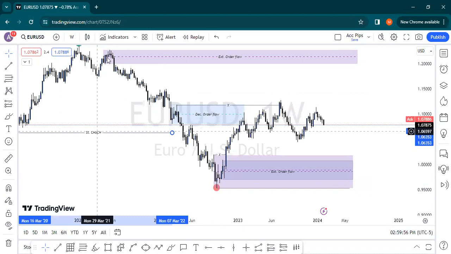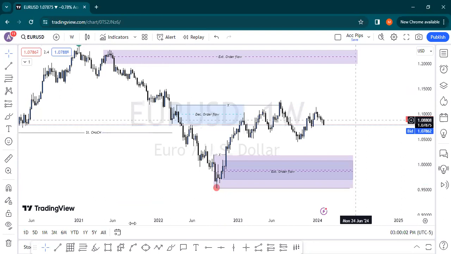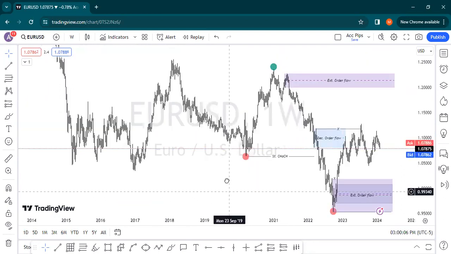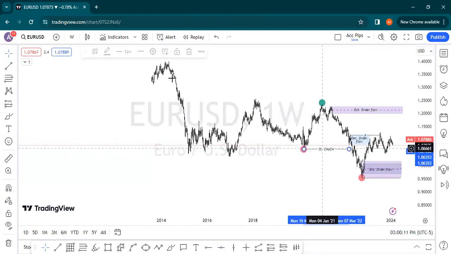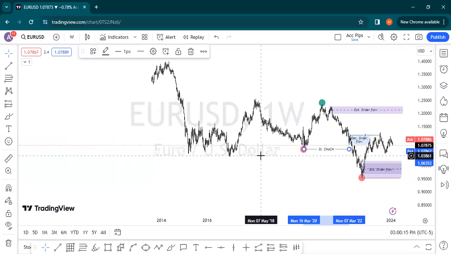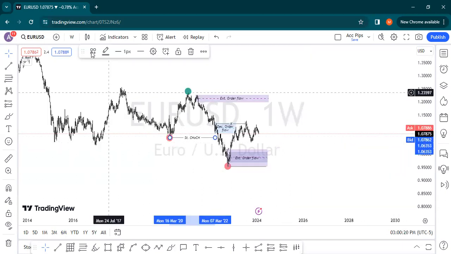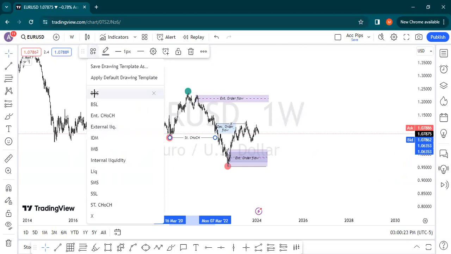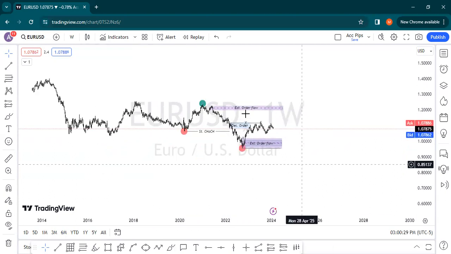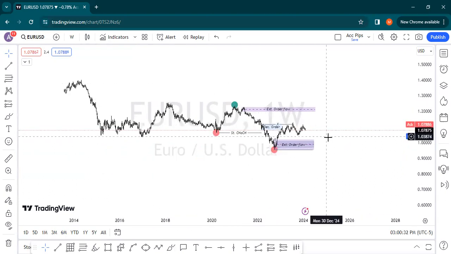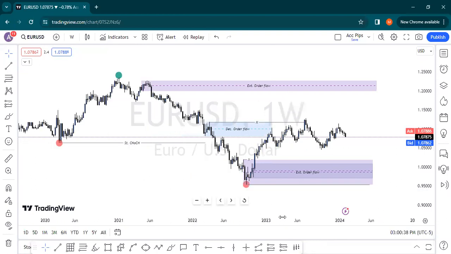Sorry, this should be break of structure. I said change of character, but it should be BOS, because we are still in the downtrend. Sorry, wrong labeling, so that should change. My internet is very slow, so the change has not taken effect, but I've changed it. Before I post the chart on the page, I'll change the labeling for you guys, so don't worry.